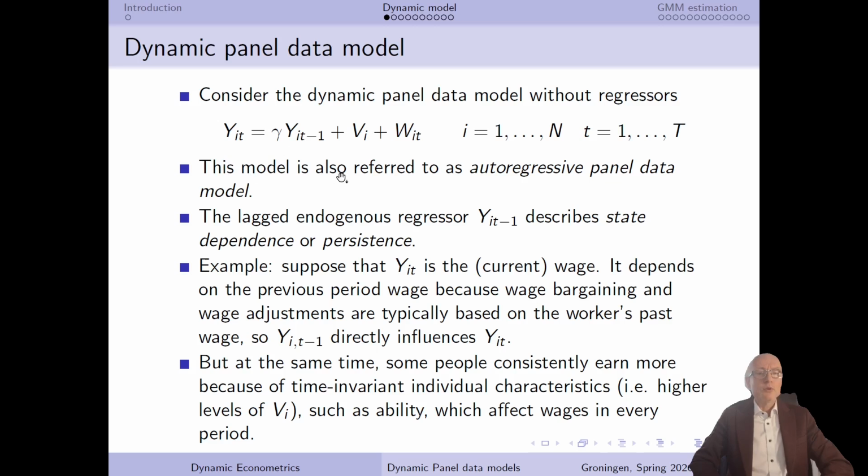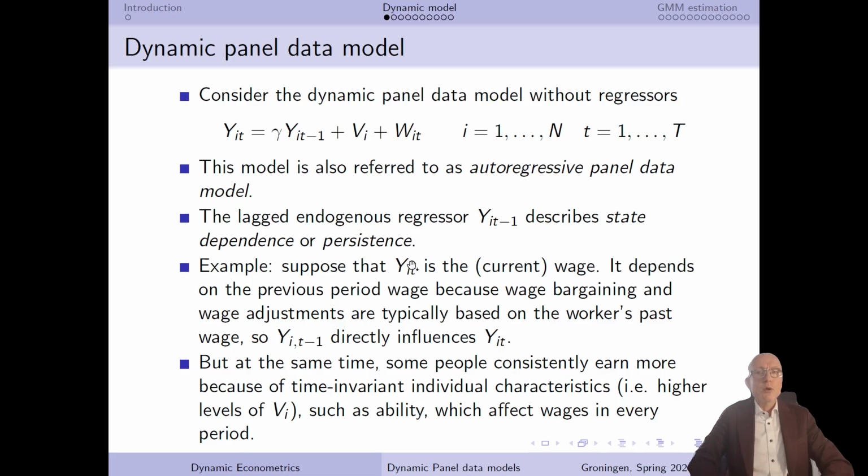This model is also referred to as the autoregressive panel data model. So apart from the fact that we call this the dynamic panel data model, we also sometimes call this the autoregressive panel data model. And then the lagged endogenous regressor y_i,t-1 describes the state dependence or persistence.